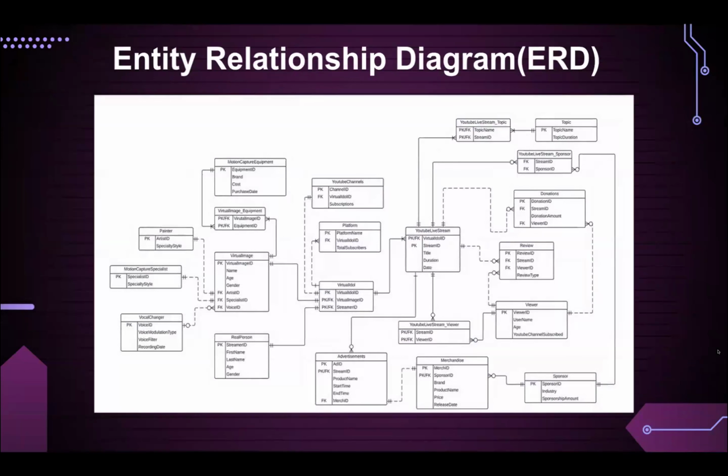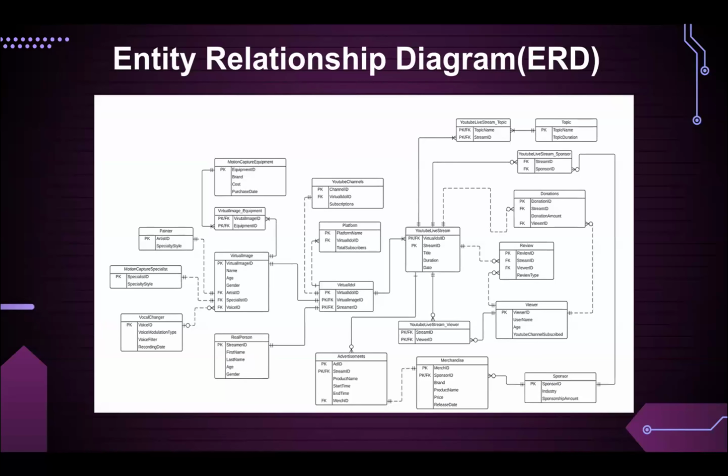So this diagram is the comprehensive virtual content ecosystem, including motion capture, virtual idol, and a YouTube live stream platform, as you can see on the left side of the screen. The virtual idol is at the center, which is the core, representing this digital persona using various entities. It is linked with the virtual image, which is crafted by either the painter or the motion capture specialist with assistance from the motion capture equipment, which is located at the top, and a vocal changer for additional features like voice modulation and voice enhancing.